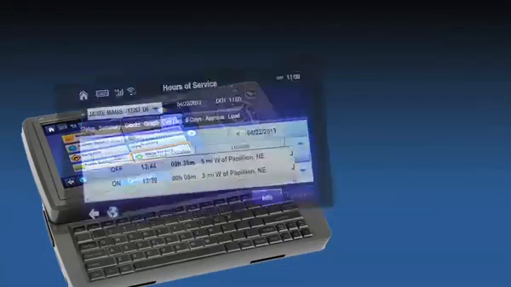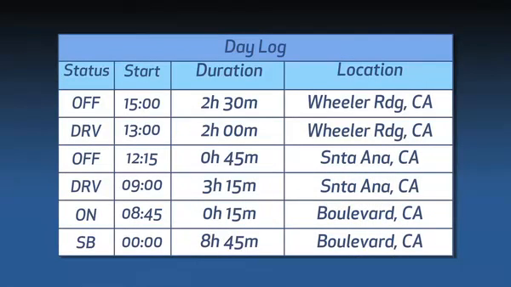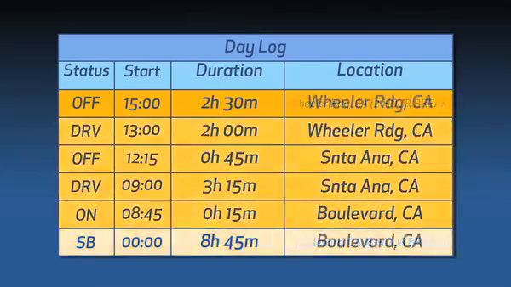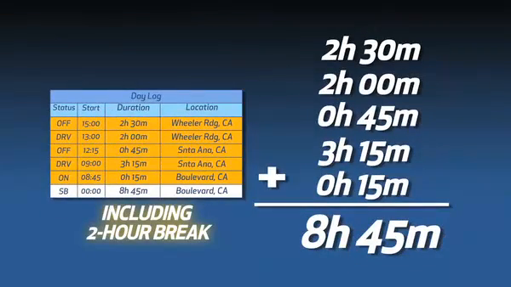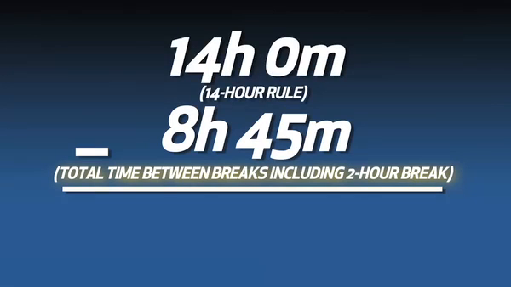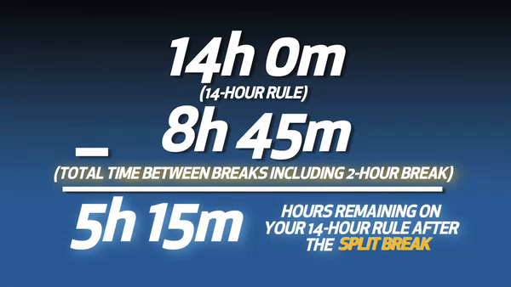Again, for the purpose of illustrating this example, we have pulled all the information from this day log and put it into one table. Next, identify the 2 breaks that make up the split break. Now add together all of the time between the 2 breaks, including the 2-hour break. In this example, there was 8 hours and 45 minutes of time. Finally, subtract the total time from 14. 14 hours minus 8 hours and 45 minutes equals 5 hours and 15 minutes. So the driver has 5 hours and 15 minutes remaining on their 14-hour rule after the split break.